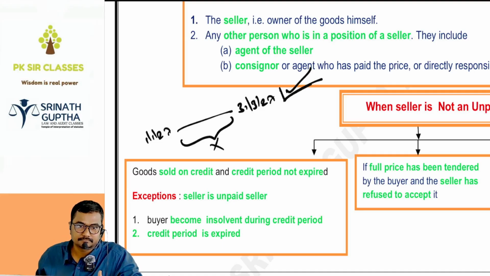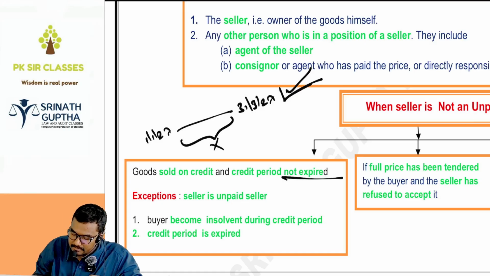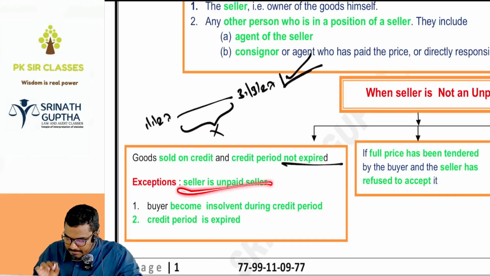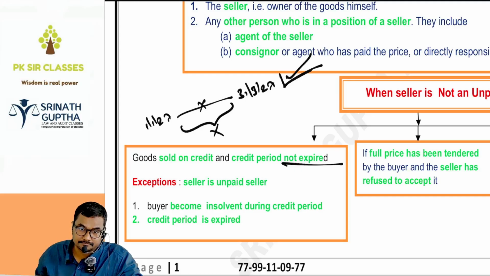Clear? So if goods are sold on credit, the seller is not an unpaid seller during the credit period, while the credit period has not expired. The seller is an unpaid seller when the buyer becomes insolvent during the credit period. For example, goods are sold on 1st January with credit till 31st March, but on 10th March the buyer becomes insolvent. From the date of insolvency, I am said to be an unpaid seller.